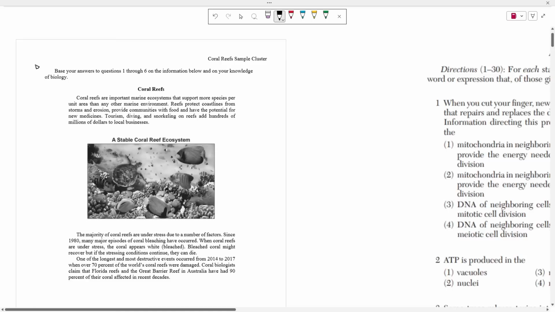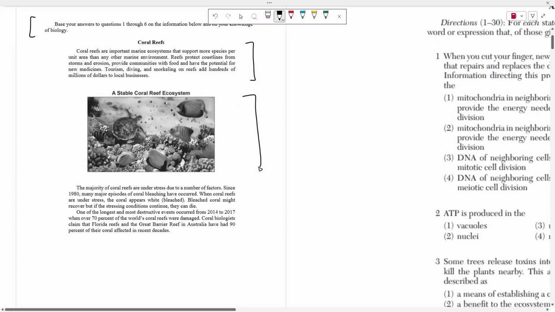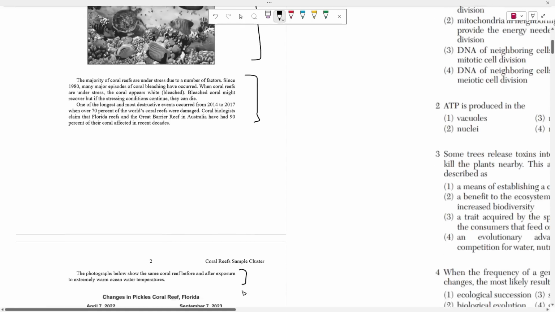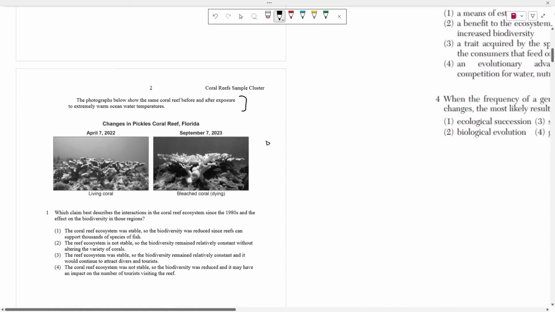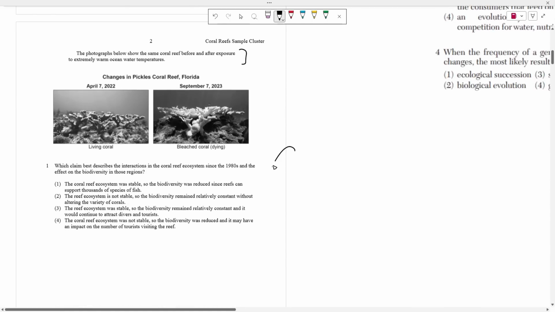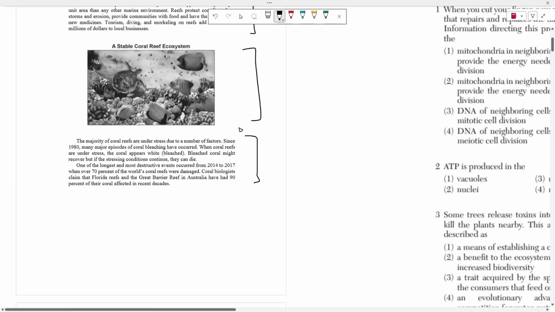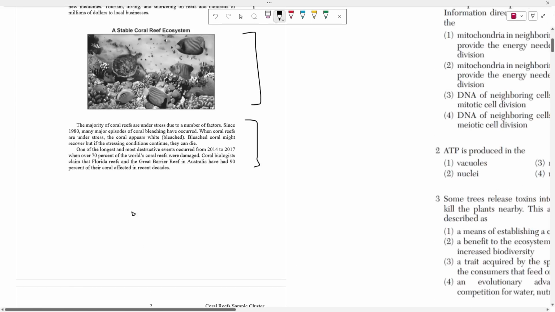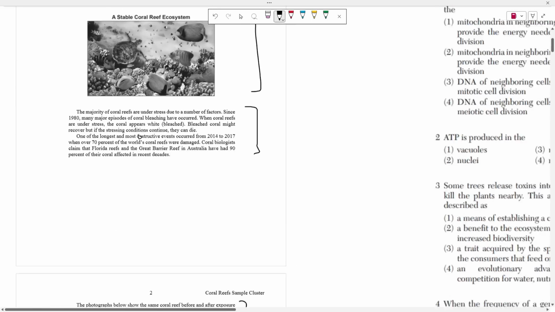Here we have our introduction. It's going to say that this cluster is going to be questions 1 through 6, and we're going to base our knowledge off of this paragraph, which is going to be our first stimuli, this photo, which is our second stimuli, this section or this cluster of text, which is our third stimuli, these two photos, which are going to be a fourth and fifth stimuli, followed by our first question. Okay, so we have to read and look at all these photos before we can answer this question that's going to be based on information in these passages.